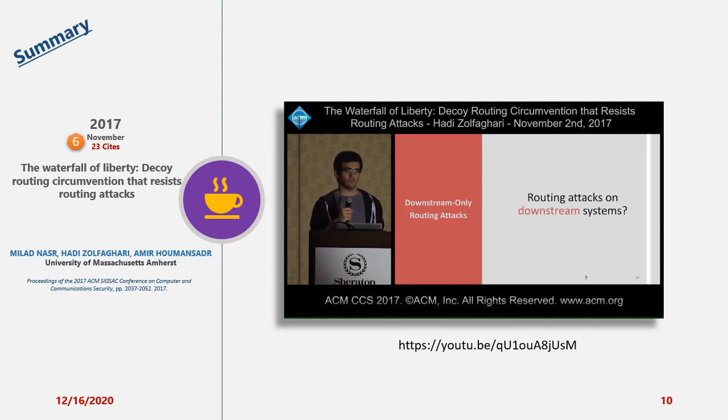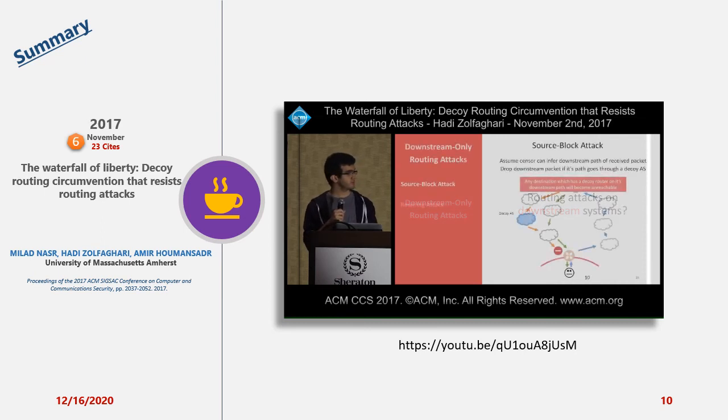And so the typical RAD attack won't apply on such a system, but there are still attacks that the censors can use to modify or affect the downstream paths. So let's see what those can be. The first one is a source block attack. Assuming that a censor can, with certain accuracy, tell what path a received downstream packet has gone through, he can drop that packet if he identifies that it has gone through a decoy AS in its downstream path. Of course, this attack is going to be very costly for the censors because essentially they would be blocking any destination on the internet which has a decoy router on its downstream path.